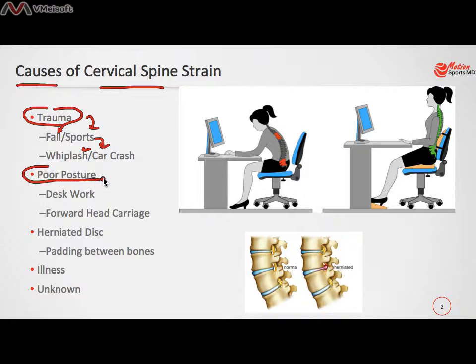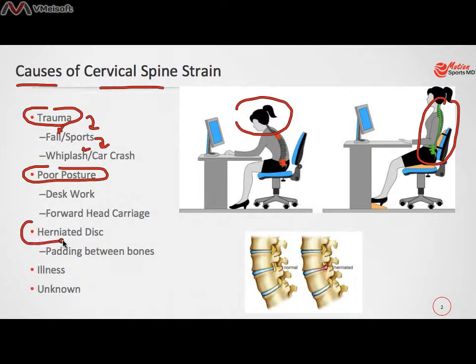Some other things that could cause it, and quite commonly, is poor posture. A lot of us sit at desks and have this forward head carriage that causes misalignment of the natural curvature of the spine, which is seen over here. This is good posture and good curvature.